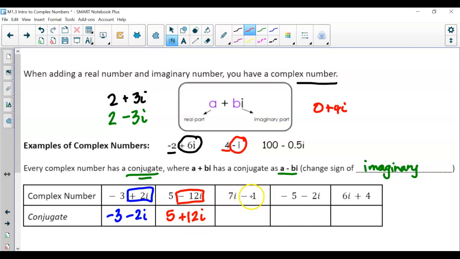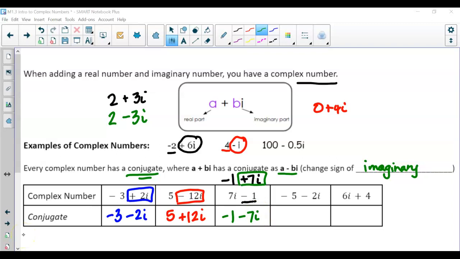Now notice here, is this in standard form? No. See how the imaginary part is first? So let's switch it. Now notice this is a -1, so -1 and positive 7i. Keep the sign. So now let's identify. Here's the imaginary part, positive 7i. So keep the -1, but minus 7i. Go ahead and pause the video and try these two on your own, writing the conjugate.